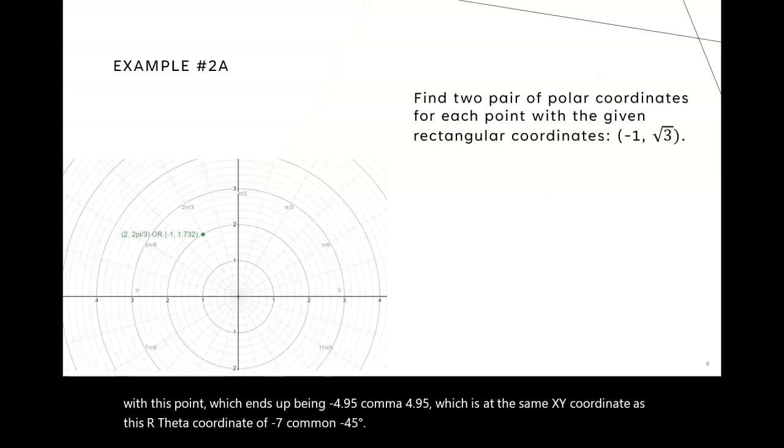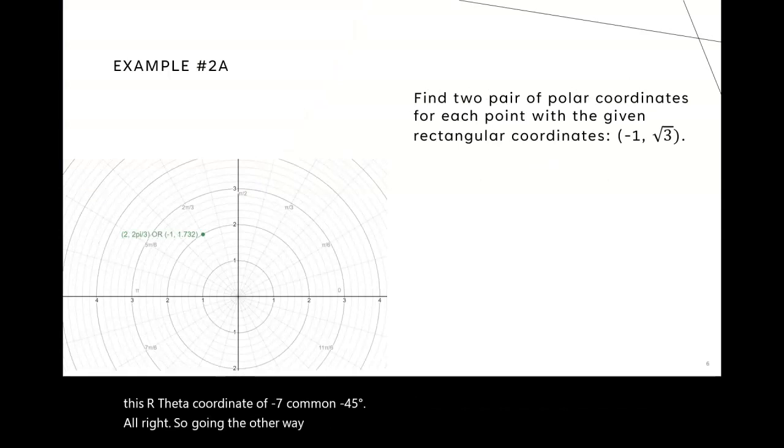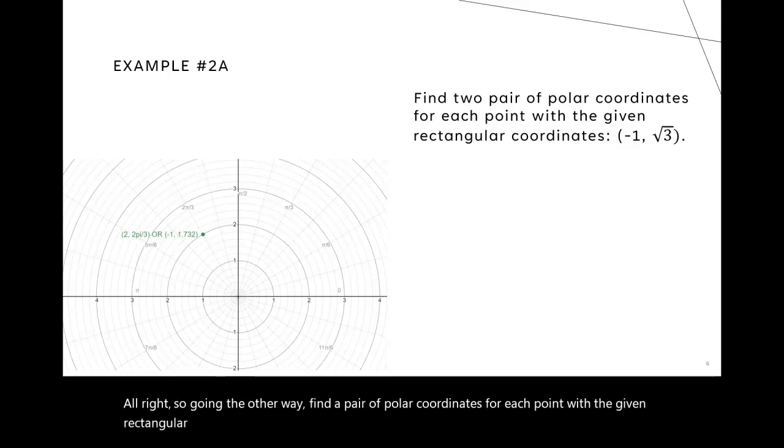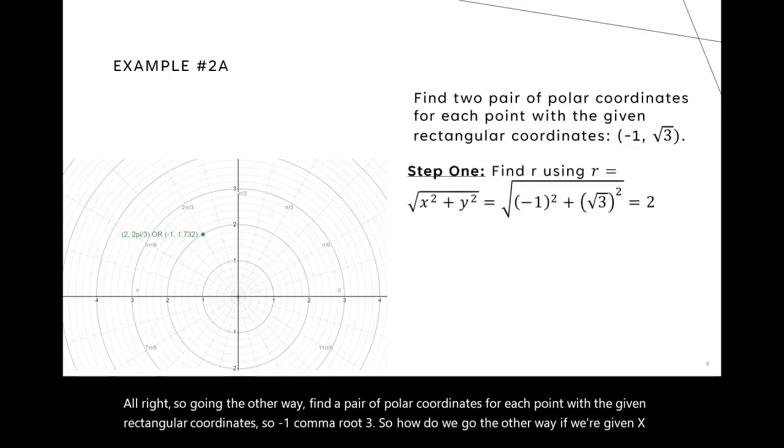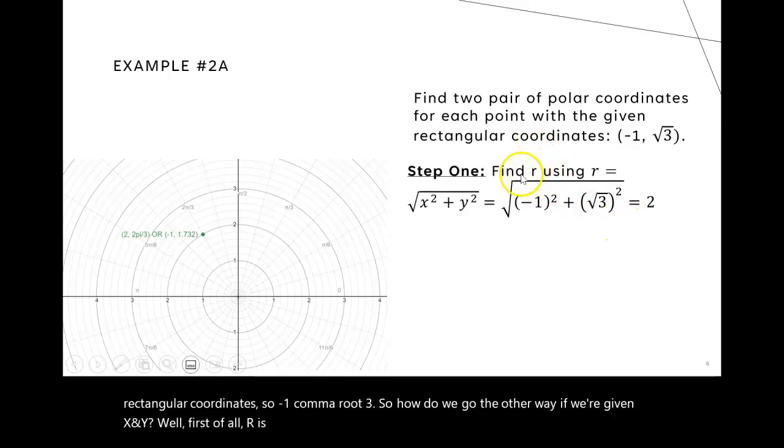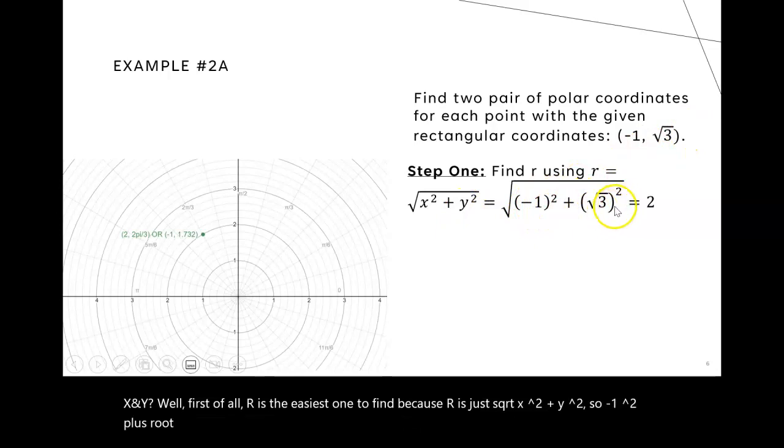All right, so going the other way, find two pairs of polar coordinates for each point with the given rectangular coordinates. So -1 comma √3. How do we go the other way if we're given x and y? Well, first of all, r is the easiest one to find because r is just the square root of x squared plus y squared. So -1 squared plus √3 squared is going to be 4, so the square root of 4 is equal to 2. So we use our formula right here, and we find r pretty quickly.